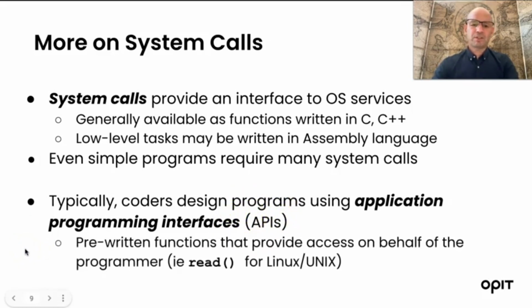They're pre-written functions that provide access on behalf of the programmer. So you don't have to write the code in assembly language. It's already been written for you and is provided to you in a library, an API library. So all you need to know, for example, to read in Linux, is that you need to call the read function. Okay, and then that function will go ahead and perform the tasks for read.